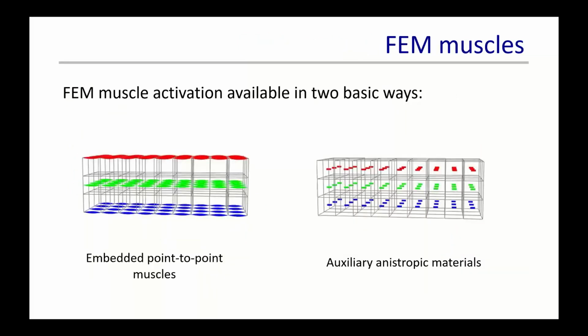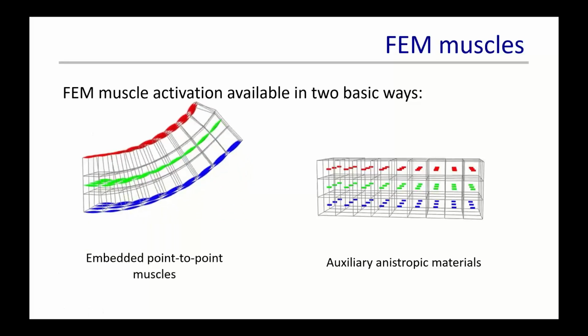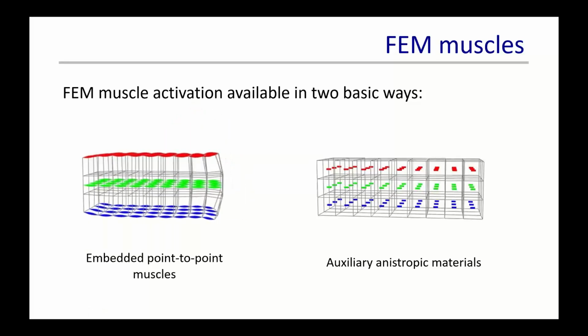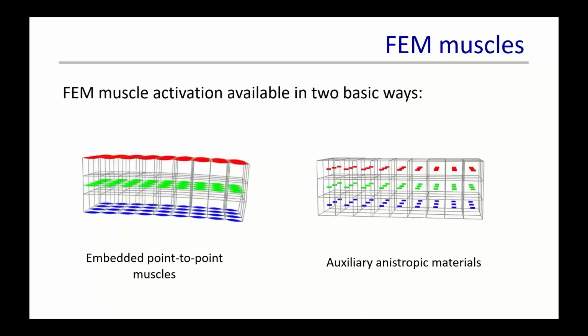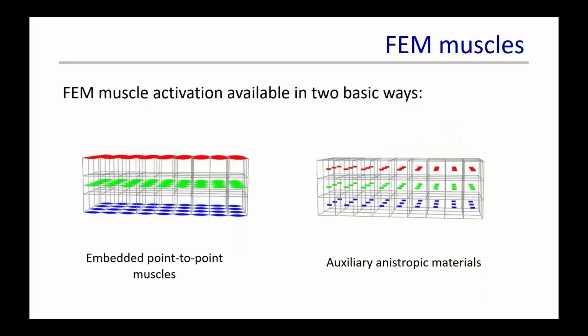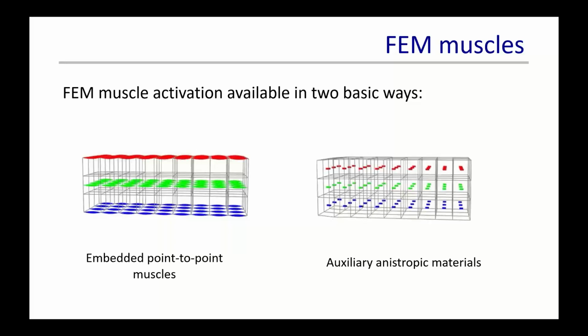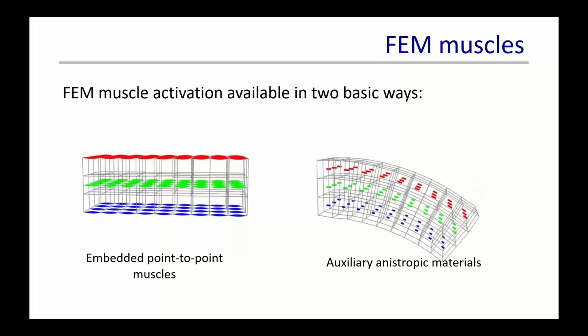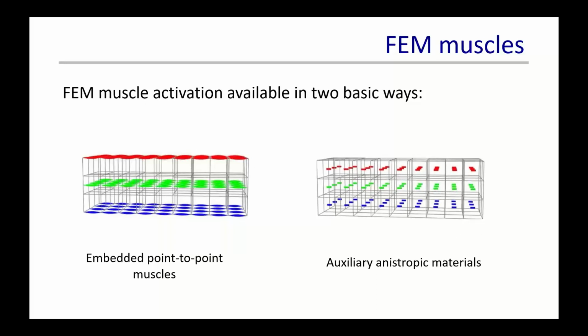So I mentioned that we have muscle embedding into finite elements. This is done in 2 possible ways. One way, shown on the left, is you take FEM elements and you just connect them using point-to-point springs directly. The more correct way from a constitutive model point of view is we have auxiliary materials that are anisotropic and actuated along a direction that is associated with a particular muscle activation. And those auxiliary materials, their effect is superimposed on top of the base material of the FEM.